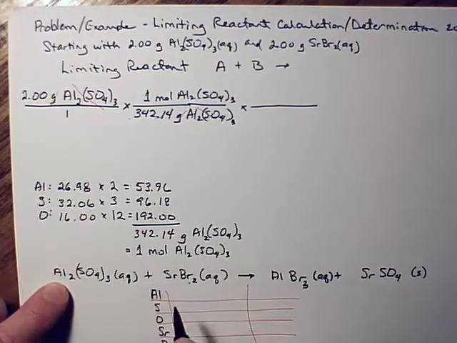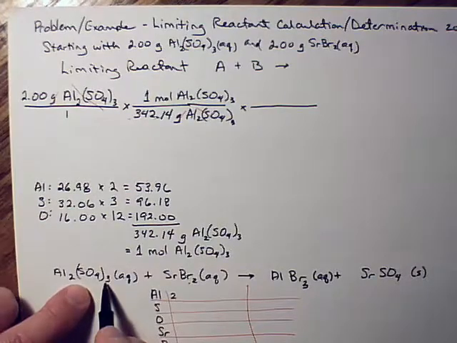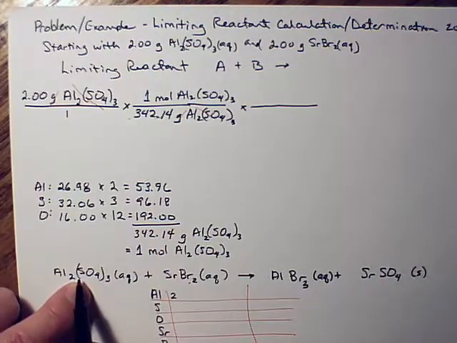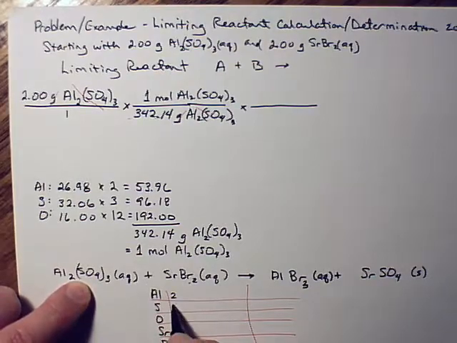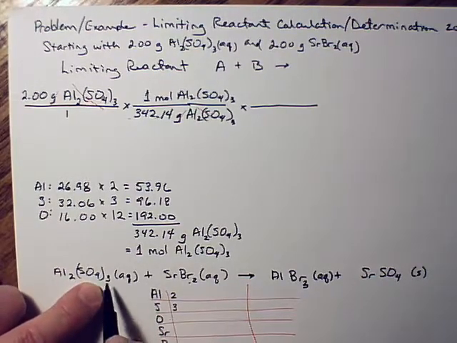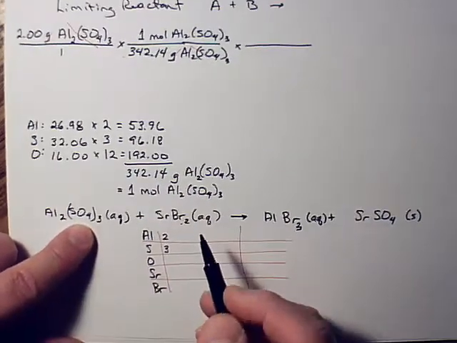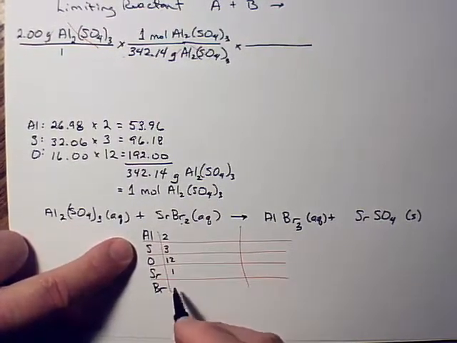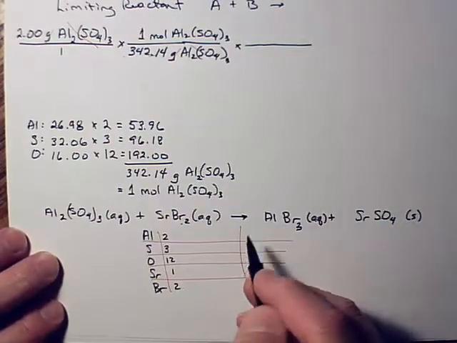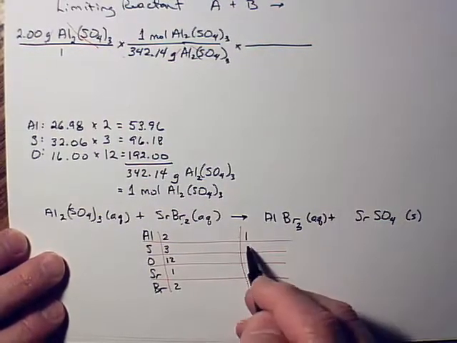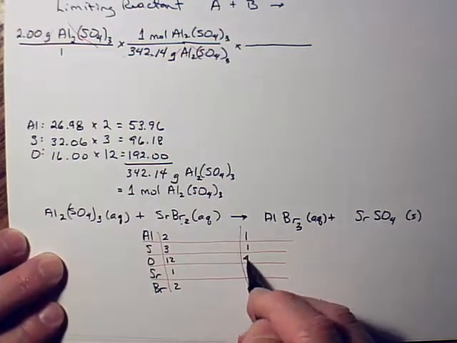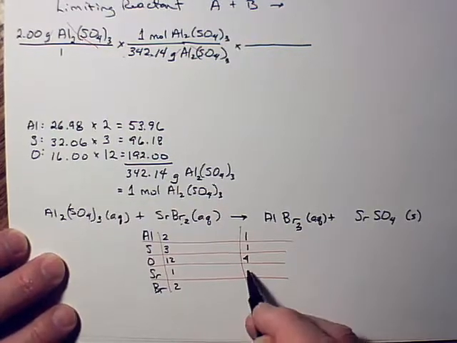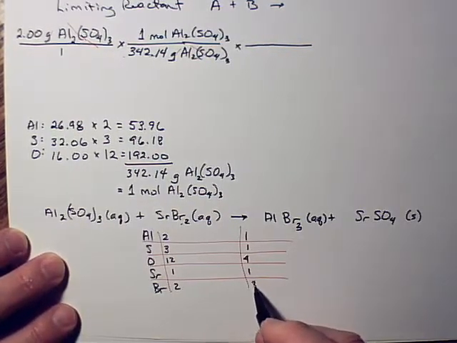So over on this side, I've got 2 aluminums. This 3 outside the parentheses tells me I have 3 sulfates, and each sulfate has 1 sulfur, so that's 3 sulfurs I have, and 12 oxygens I have. I have 1 strontium and 2 bromines. Over on this side, I've got 1 aluminum, 1 sulfur, 4 oxygens, 1 strontium, 3 bromines.